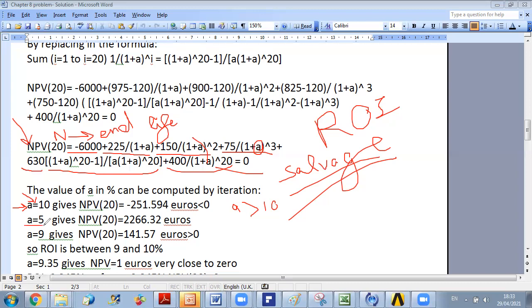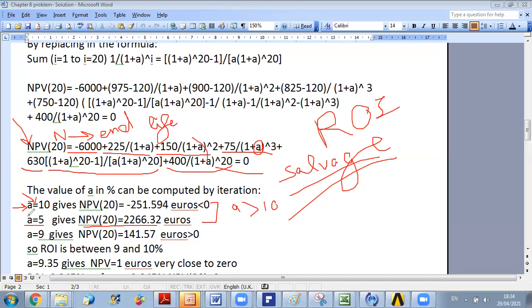If you try a equal 5, you will get a positive net present value. So you deduce that the ROI should be in between. Now, the idea is that if you want to perform the iterations on your own, you should know the logic of calculation. So you should say, if I get a negative net present value, then I should try lower values of a. If I get a positive net present value, I should try larger values for a.